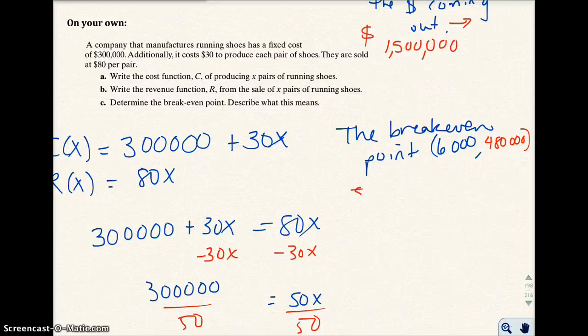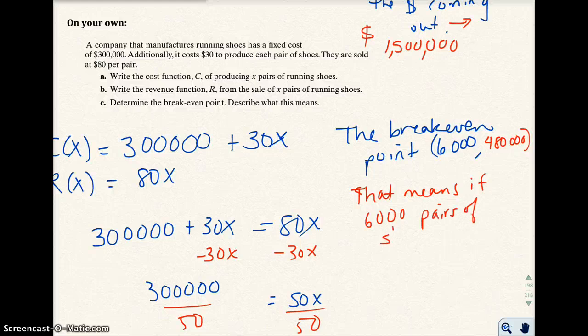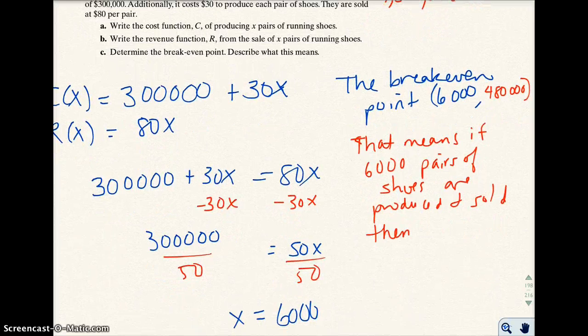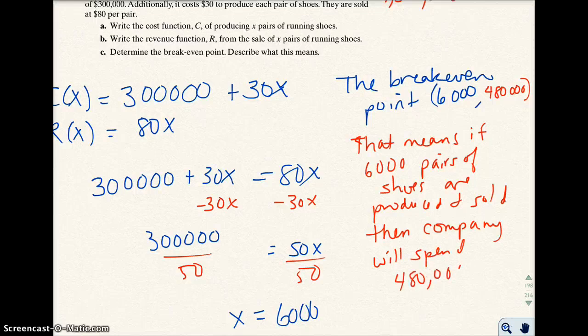So that means if 6,000 pairs of shoes are produced and sold, then the company will spend $480,000 to produce, but we'll make that back in revenue.